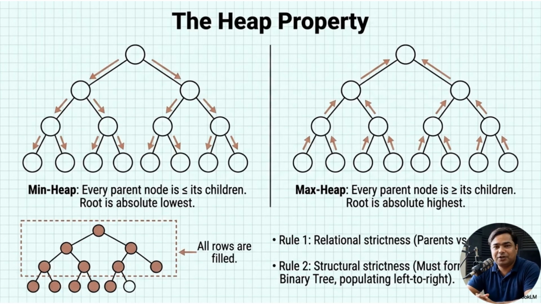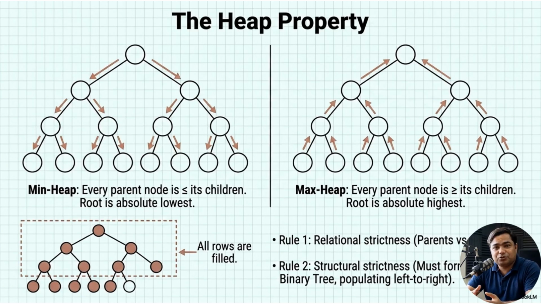Now we also need to understand the structural rule. A heap must be a complete binary tree. This means all levels are filled from left to right. The last level may not be completely full, but nodes must be filled from the left side first. This complete structure is very important because it allows us to store the heap efficiently in an array. Unlike a general tree, we do not need complex pointer connections. The shape of the heap allows us to calculate parent and child positions mathematically.